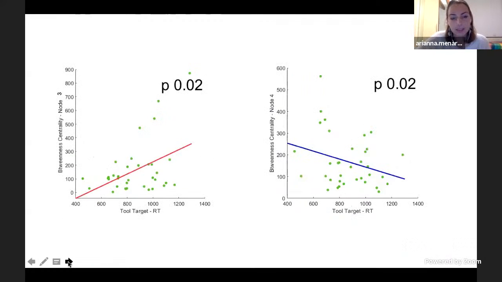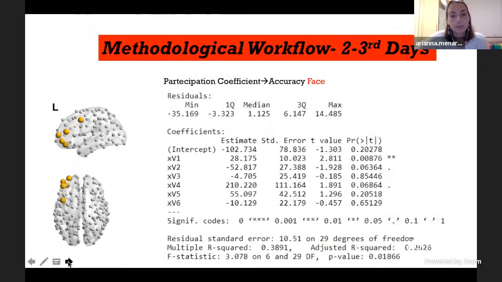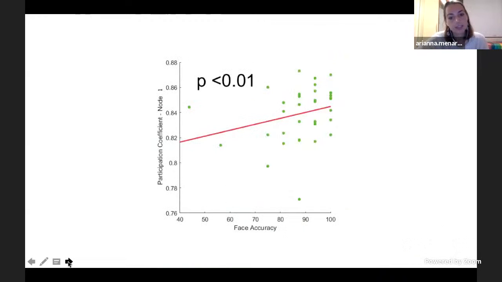And this is the prediction. For one of the nodes it was positive, for the other node it was instead negative. As another result, what we observe is that the accuracy for faces was also predicted by the participation coefficient of one vertex, mainly in the prefrontal cortex. And here you can see the relationship.